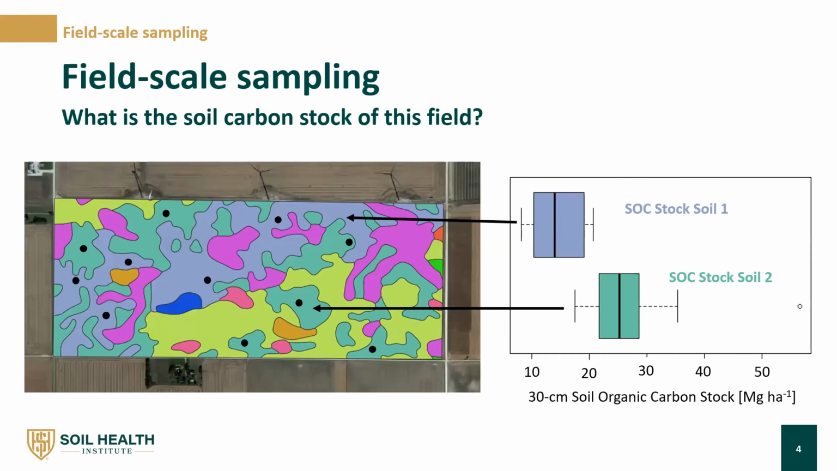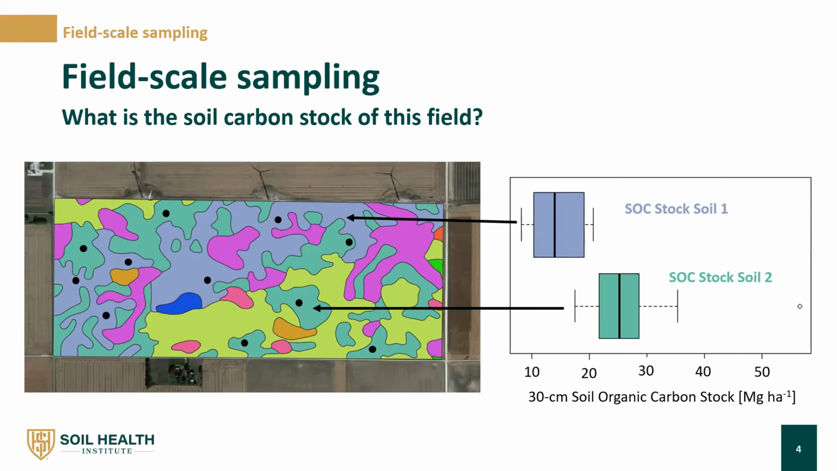So a traditional approach for measuring soil carbon stocks really focuses on field scale sampling. This is what I think of as sampling from the farmer's perspective, which is really trying to answer the question, what is the soil carbon stock of this particular field? So a really common approach, and the one we'll use as our example in today's discussion, is a field level stratified random sampling design.